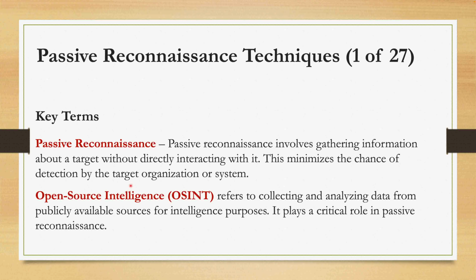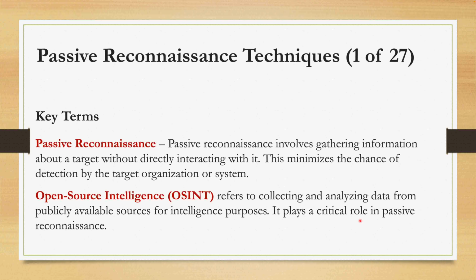Since it's passive reconnaissance, it relies on public and open sources. And this is basically the first step when it comes to the reconnaissance process for penetration testing. The other very important concept is open source intelligence, which refers to the collection and analysis of data from publicly available sources for intelligence purposes. Very important thing. One of the key features is that the information is freely available and accessible.